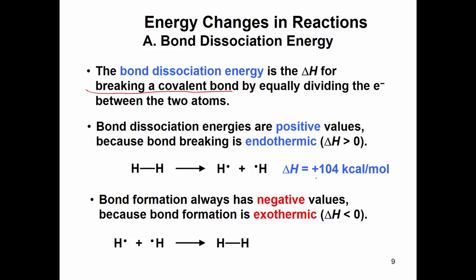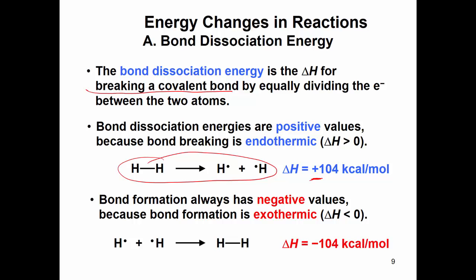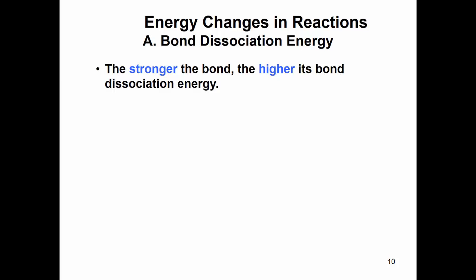All of these numbers are going to be positive because we now know breaking a bond is inputting energy. We have to input energy in to break a bond. And then we know that bond formation is negative, but we're looking more so at breaking here. BDEs are just values we place on different bonds, and it tells us how strong or how weak that bond is. So a hydrogen-hydrogen bond has a BDE of 104 kcals per mole. The stronger the bond, the higher the BDE.